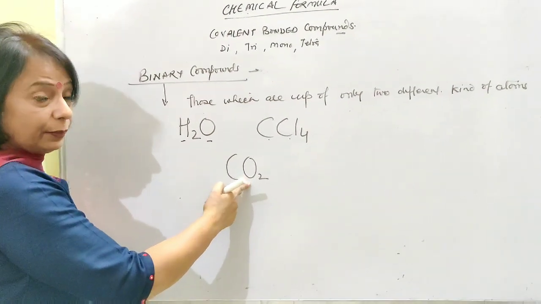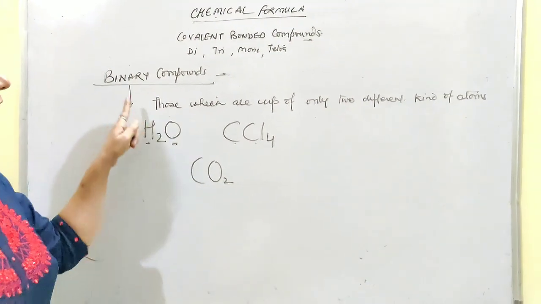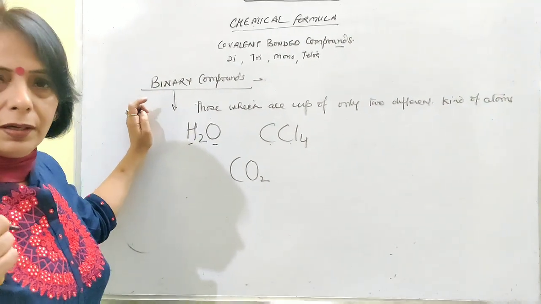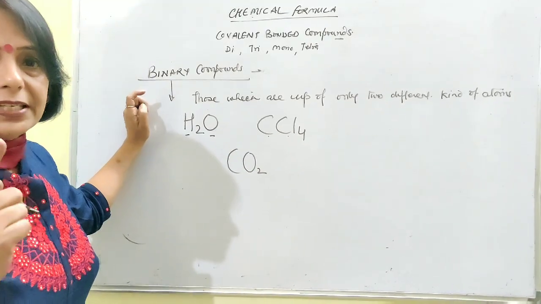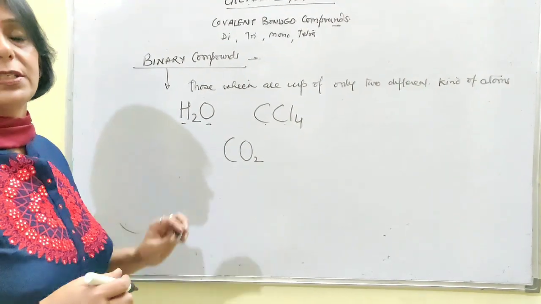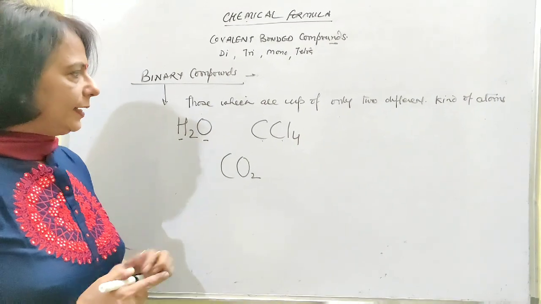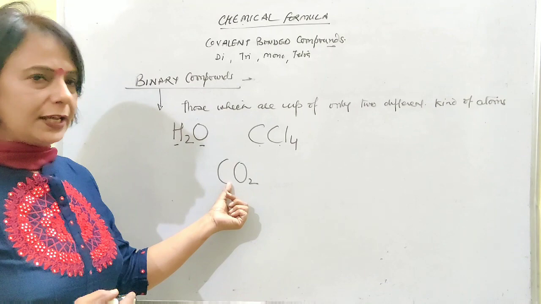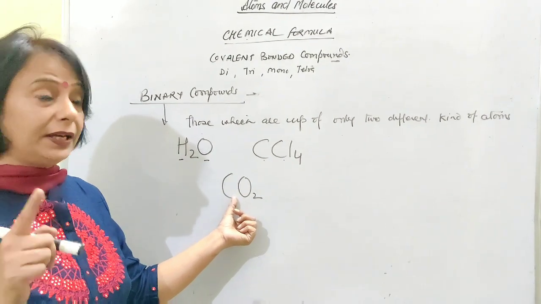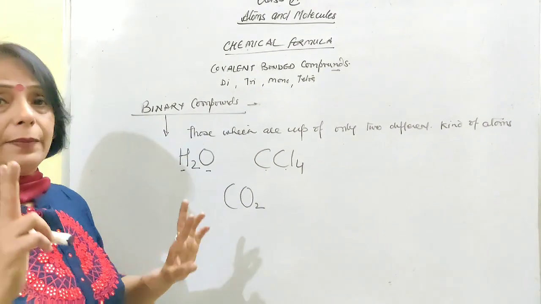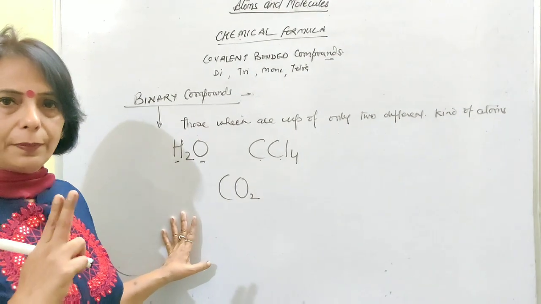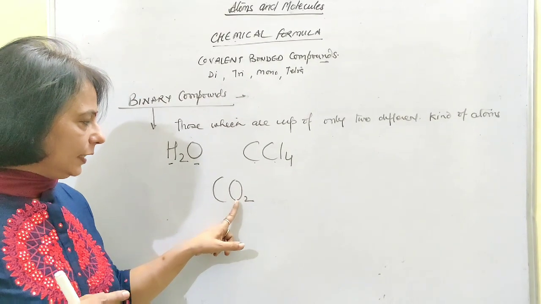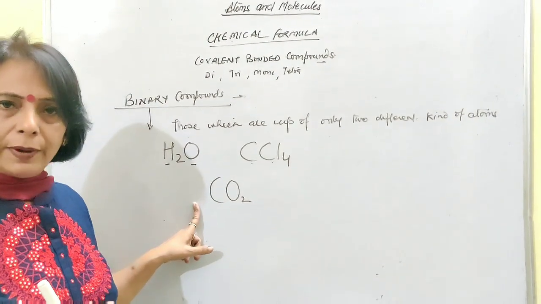This is a binary compound. Don't confuse binary compounds with atomicity. Atomicity is the number of atoms which are constituting that particular compound. Like if I say this particular molecule, here 2 plus 1 is 3. That is the atomicity. But if I talk about the binary compound, that means two different kinds of atoms are present in the formation of that compound. That's it. In this case, oxygen and carbon are participating.